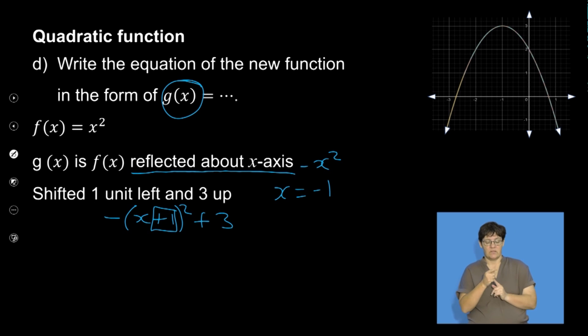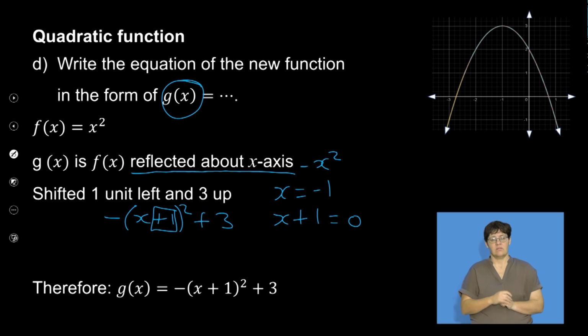So the new turning point will be at x equals -1. If I want to write it as x plus p, it will be x, then the -1 is taken to the other side, therefore it becomes x plus 1 equals 0. That's where the plus 1 comes from. And therefore, my equation will be g of x equals minus (x plus 1) all squared plus 3.